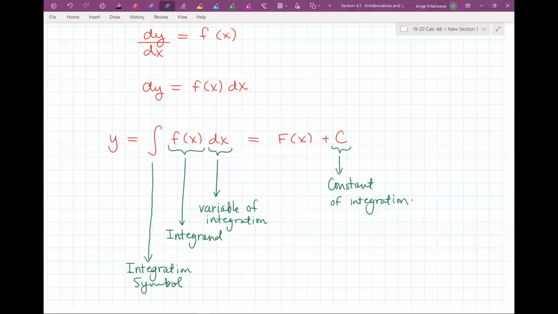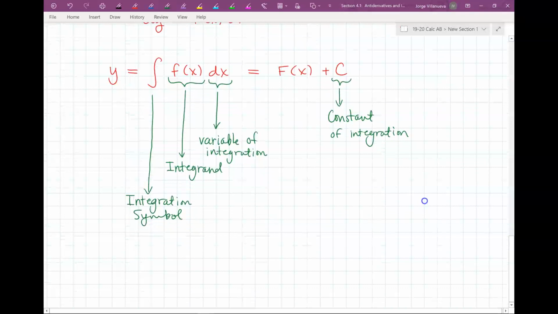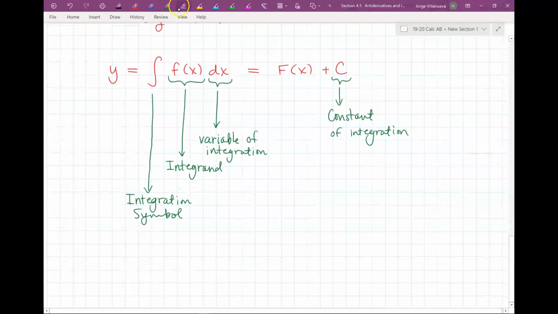Okay, so those are just the parts. Now we're going to talk about how we do this. But before we do that, just to give you a couple of basic rules, and then we'll go over the main idea. When you guys look at that and you're going to read it, you're going to read it like this.